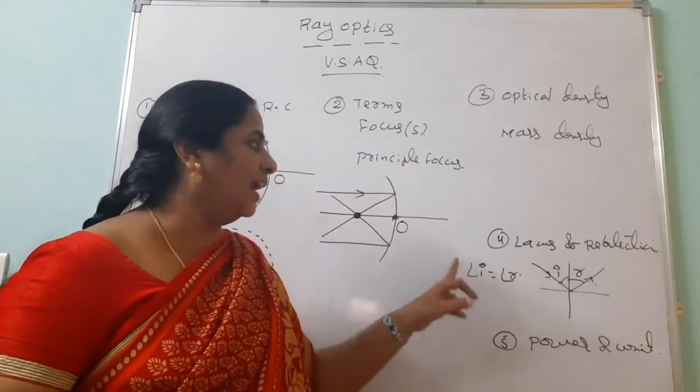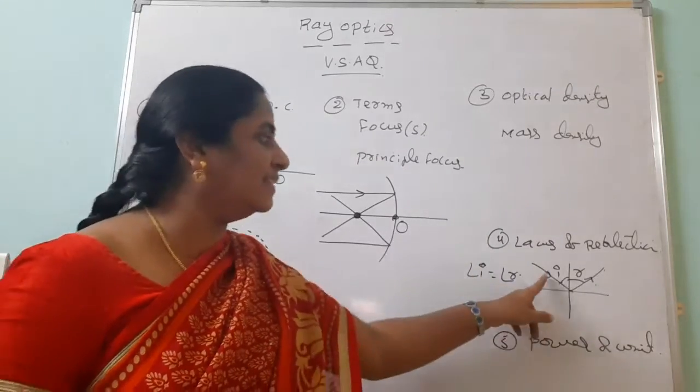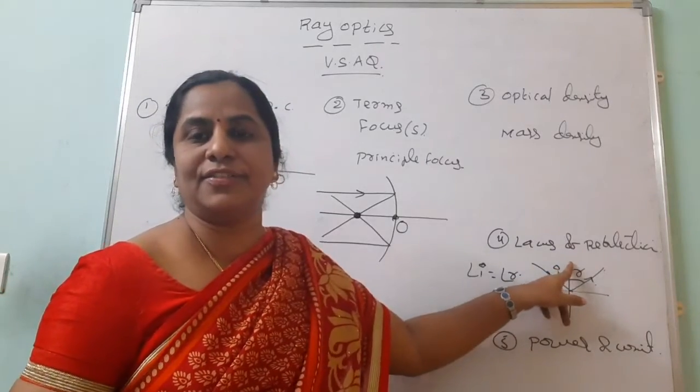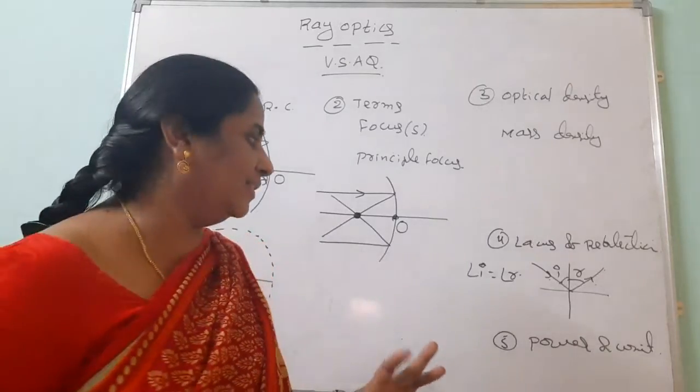We should focus on two laws. First, the angle of incidence equals the angle of reflection. Second, the incident ray, the normal to the surface and the reflected ray are all in the same plane. That is the second law.